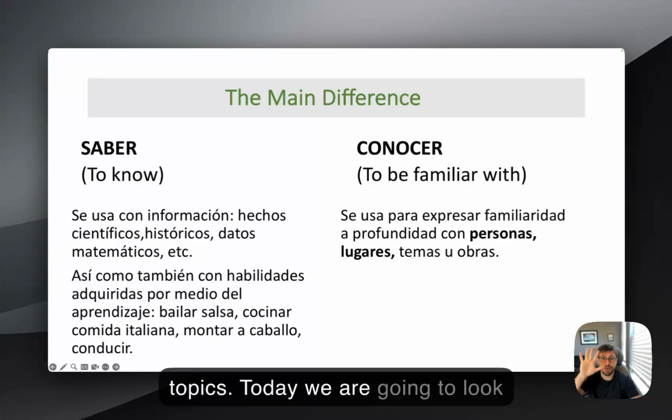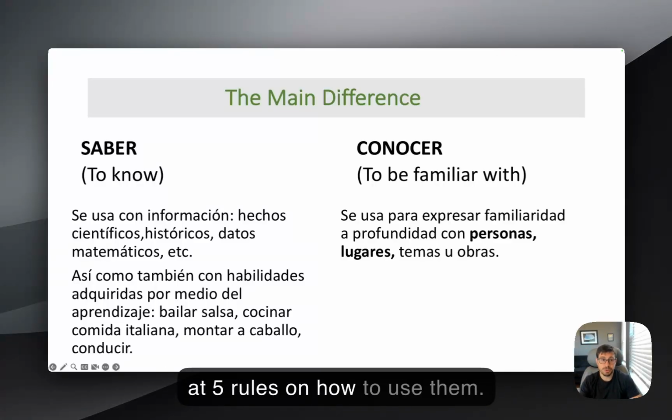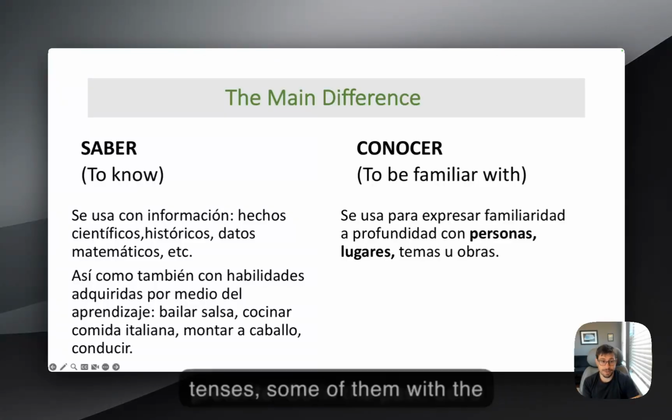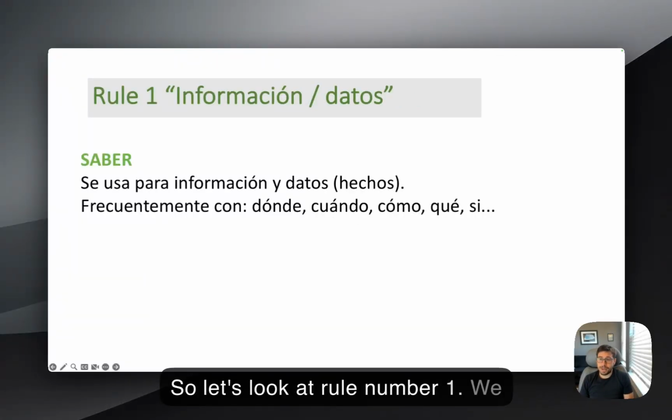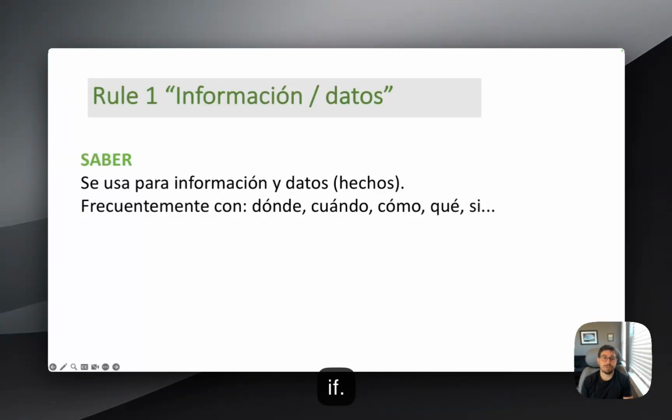Today we're going to look at 5 rules on how to use them. Some of them with present tenses, some of them with the preterite, so in the past. Let's look at rule number 1. We use saber for information and facts, hechos. So we will see it with words like dónde, where, cuándo, when, cómo, how, qué, what, or si, if.